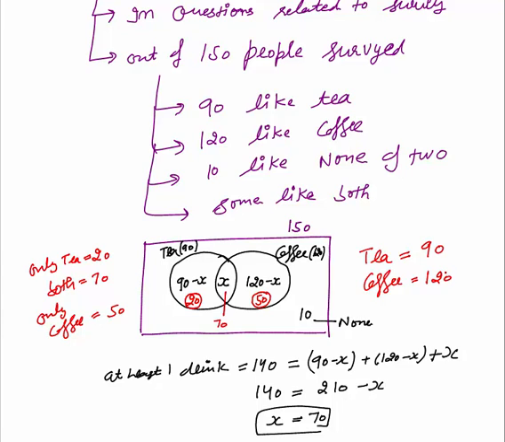So in this way we can solve the questions of two variable Venn diagram. That was the easiest question. In the next lesson I will discuss medium to difficult level questions on two variable Venn diagram.